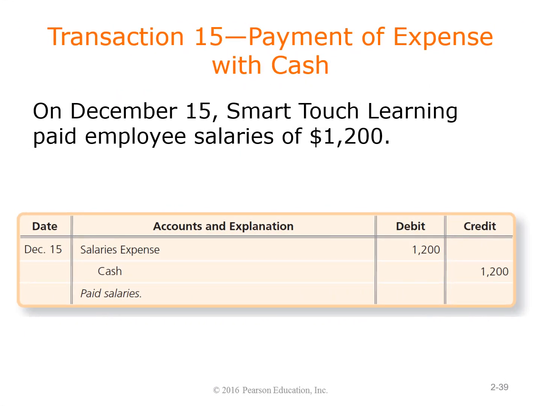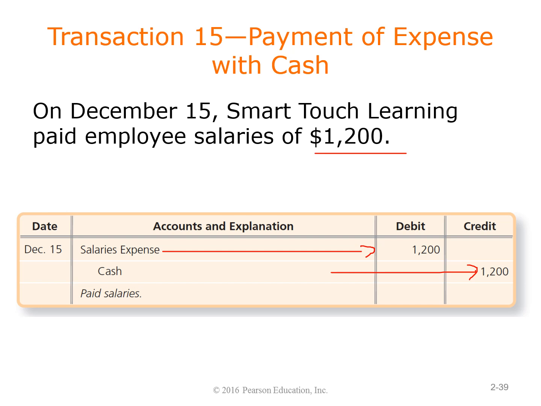On December 15, Smart Touch Learning paid employee salaries of 1,200, so it is an expense, but here it is cash because we paid. In the last transaction, we said payable because we didn't pay. But once we pay it, we are going to credit cash.